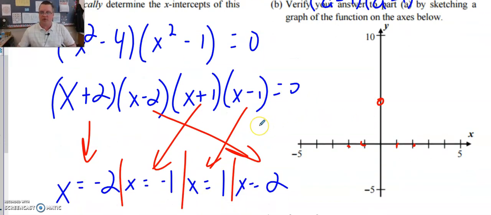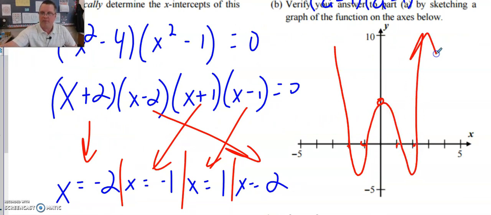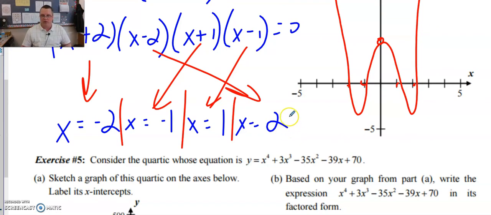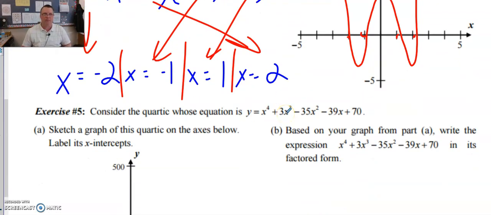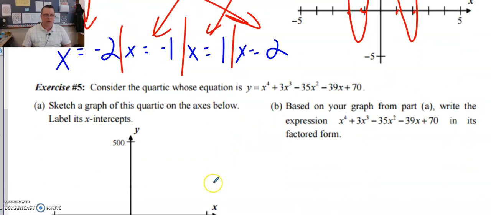X to the fourth, it opens up, so it's going to be something like that. And of course, you go to the graph and you get a more accurate graph.